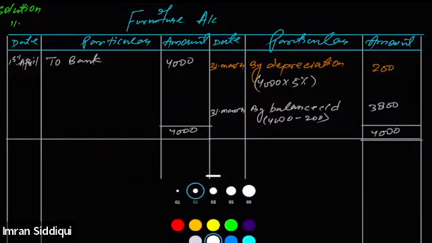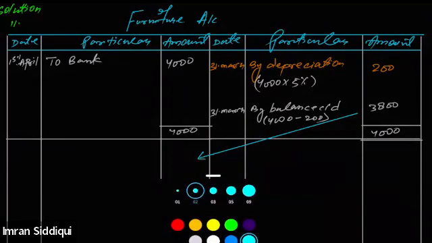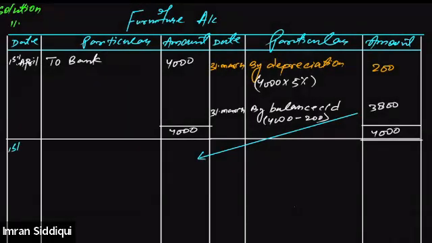Okay. Now I'll carry forward this as the opening balance of the next year. 1st April of next year. And I'll write this as to balance BD, which will be 3,800. And no other transaction has taken place. I can simply calculate depreciation on this value on 31st of March of the next year.